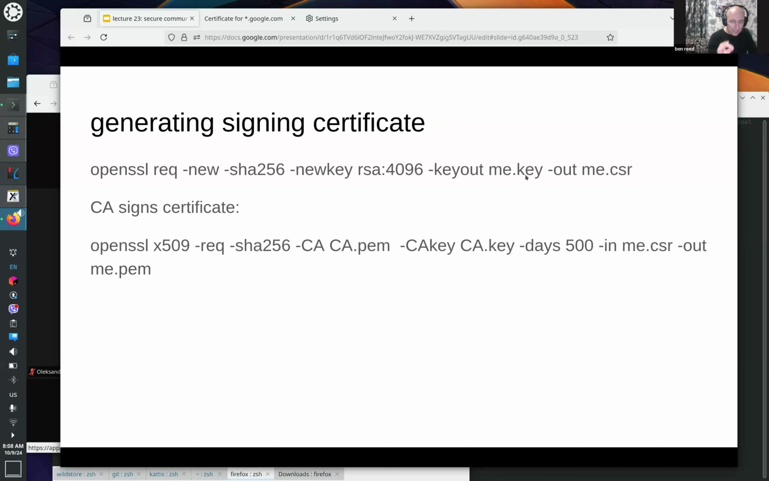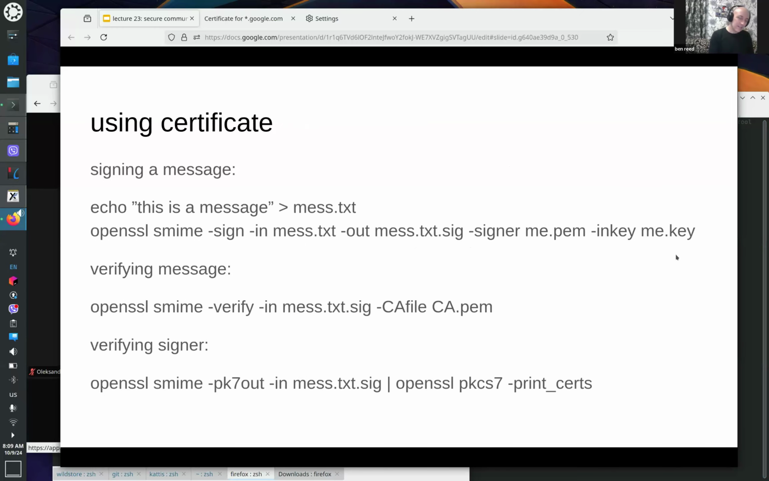So you always have to keep your private key secret. So me.key never gets sent anywhere. The public key will be placed in me.csr. And then the certificate authority can run this command on me.csr to generate a new signed certificate. And then you could actually use it.